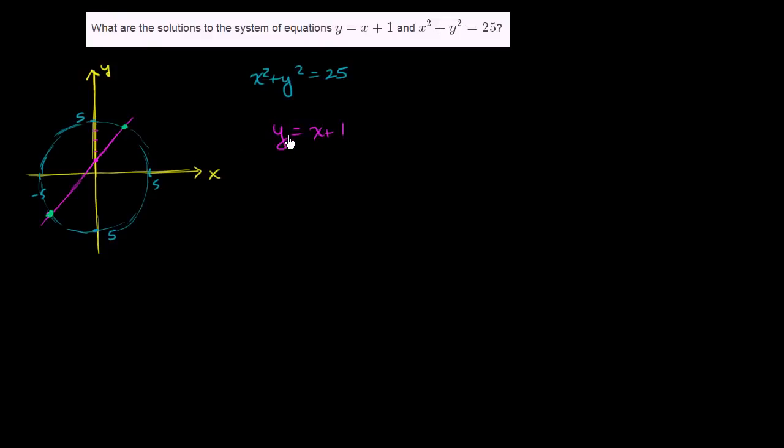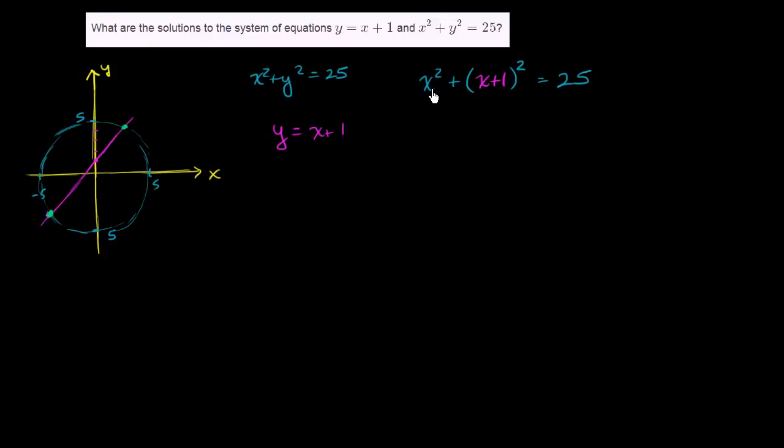Well, sometimes the easiest way is to substitute one of these constraints into the other constraint. And since they've already solved for y here, we can substitute y in the blue equation with x plus 1 with this constraint right over here. So instead of saying x squared plus y squared equals 25, we can say x squared plus, and instead of writing a y, we're adding the constraint that y must be x plus 1. So x squared plus x plus 1 squared must be equal to 25.